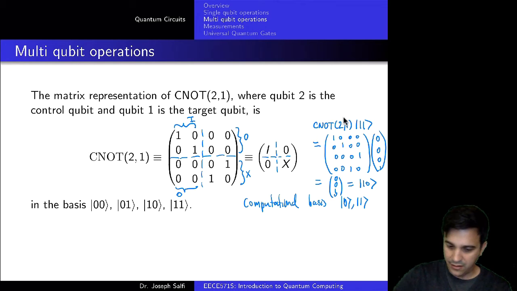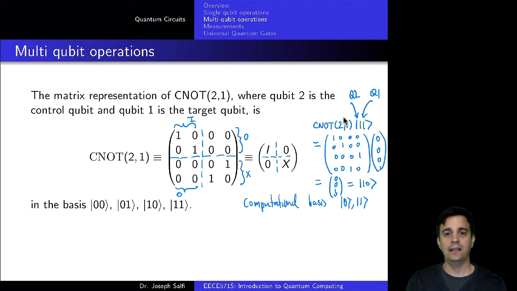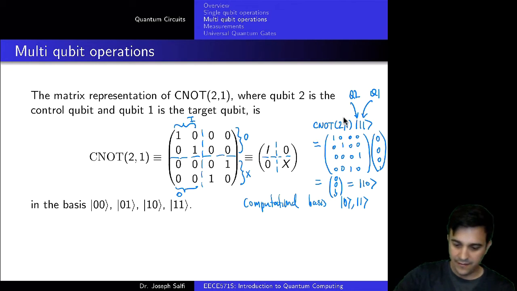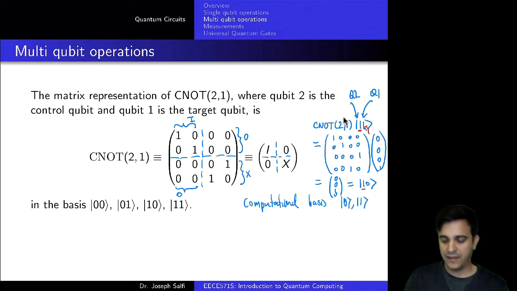So here, qubit 2 is the control qubit, and qubit 1 is the target qubit. So we see, because the control bit is 1, the target qubit gets flipped. The control qubit stays the same in the operation, but the target qubit changes.